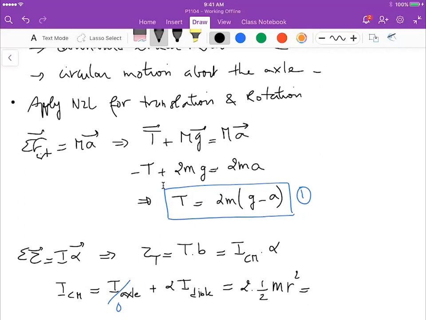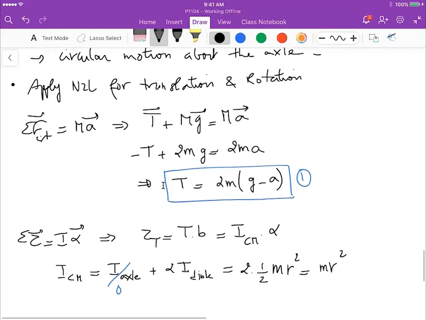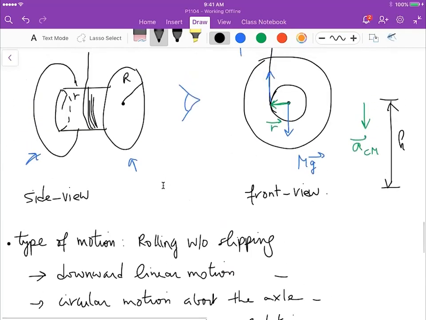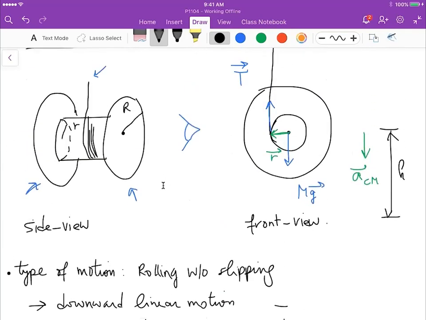And so we end up with m times r squared. Okay, so we can write down finally that t times b is equal to mr squared multiplied by alpha. بس الالفا already هي عبارة عن شو؟ الالفا we can actually connect alpha with the angular acceleration with the linear acceleration. ليش؟ نحن هون عم بيصير في عندنا rolling without slipping.